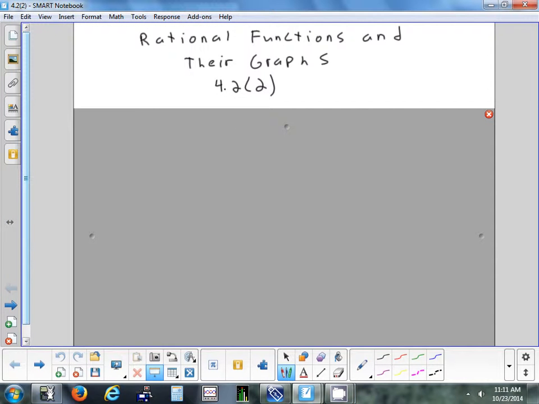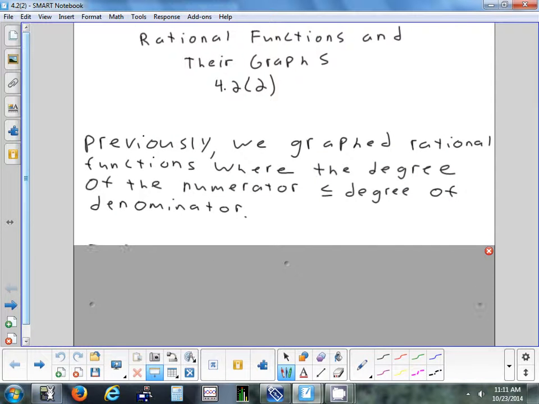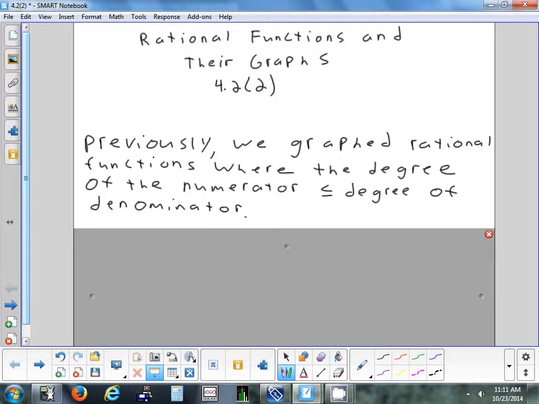Right, so we're going to finish up section 4.2, which is on rational functions and their graphs. Okay, I'm just going to write down a description of what we already did and what we're going to do. You don't have to copy it down. I just want you to know where we're going.